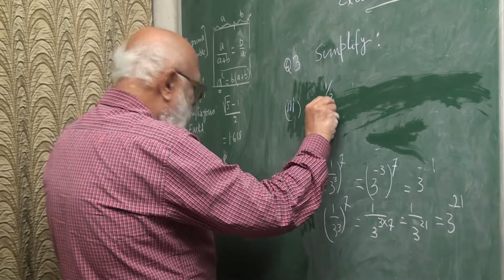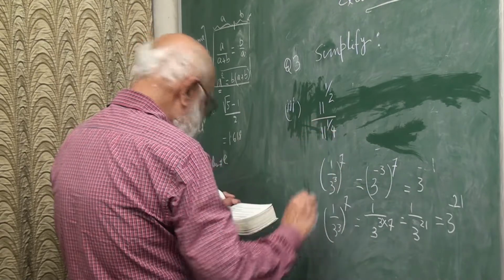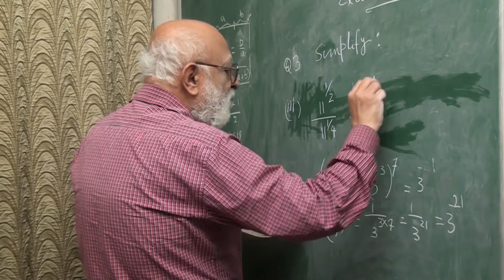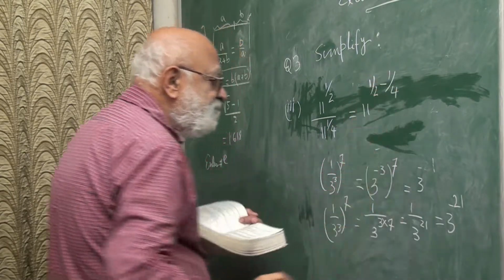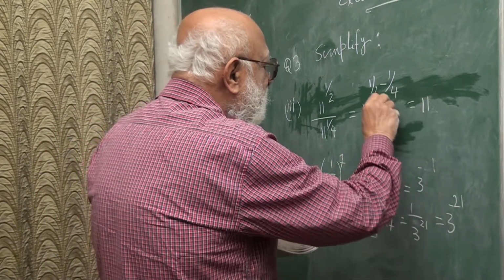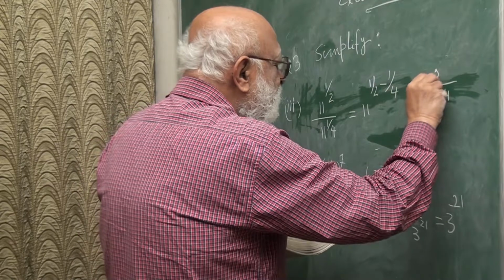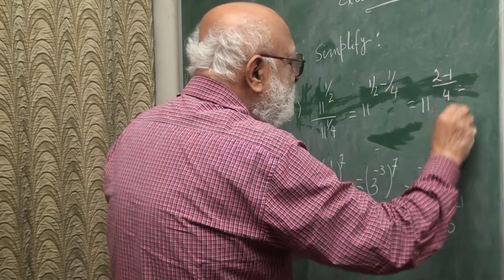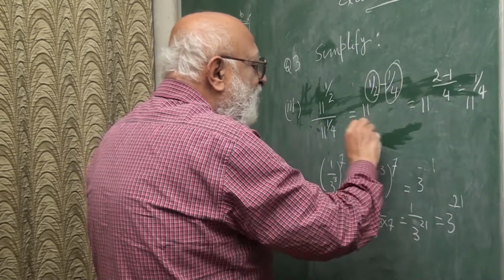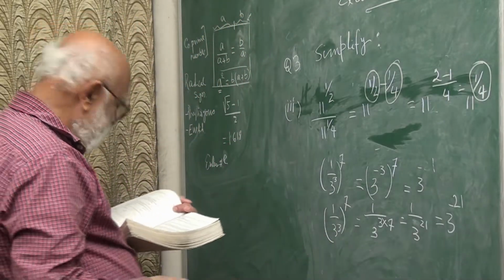11 to the power half into 11 to the power minus 1 by 4. That is equal to 11 to the power half minus 1 by 4. What would it be? It will be 4, because this is 4. This should be 2. This should be minus 1. So this is 11 to the power 1 by 4. If you take 1/4 from 1/2, that would definitely be 1/4. Right?